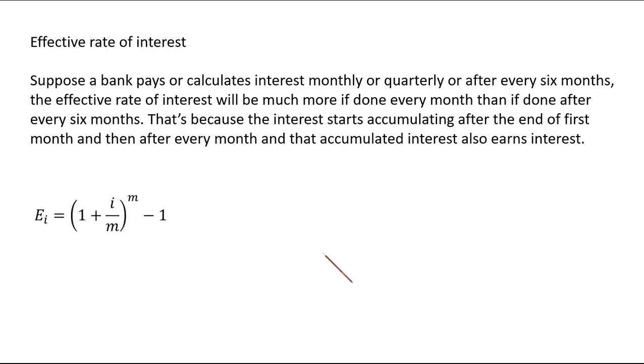So the effective rate of interest will be much more than if it is just mentioned as a per annum. The formula for the effective rate of interest is EI is equal to (1 + i/m)^m - 1. We did this modified formula a little time ago, so this is just an extension to it, but we subtract a 1 in the end.